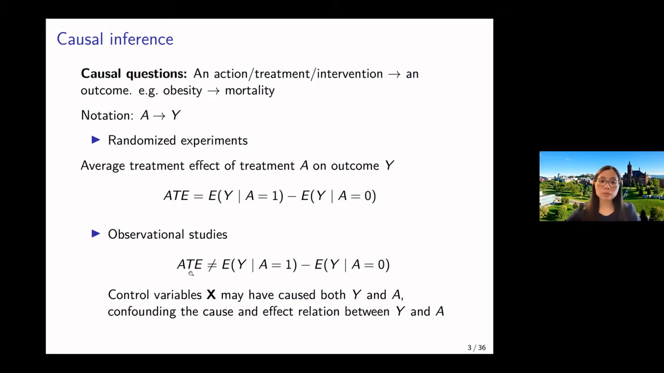This is because we have some other control variables. Allow me to denote it as X. This control variable may cause both the outcome Y and also intervene with the action A. That means it will confound the cause and effect relationship between Y and A.